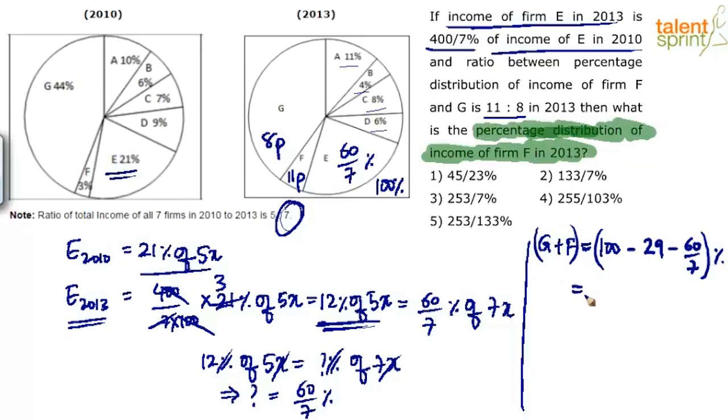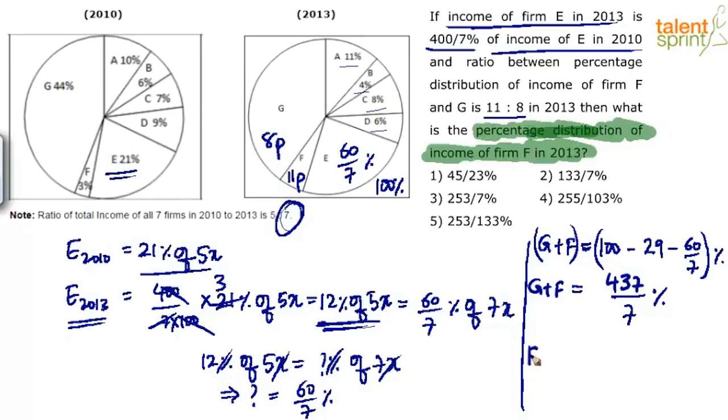Simplify this. So 7 is LCM, of course. This is like 700 minus 29 into 7, which is how much? 203. 203 and 60 is 263. So 700 minus 263 will be 437. So 437 by 7%. G and F together. G plus F is 437 by 7%. Now we know the total of G and F. We also know the ratio between G and F, 11:8. So can we find out what is F? Yes.